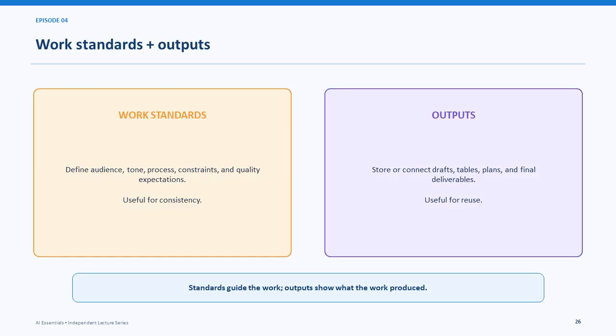Work standards and outputs complete the structure. Standards define the audience, tone, process, constraints, and quality expectations. Outputs store or connect drafts, tables, plans, and final deliverables. Standards guide the work before it is produced. Outputs provide evidence of what was produced and what still needs revision.